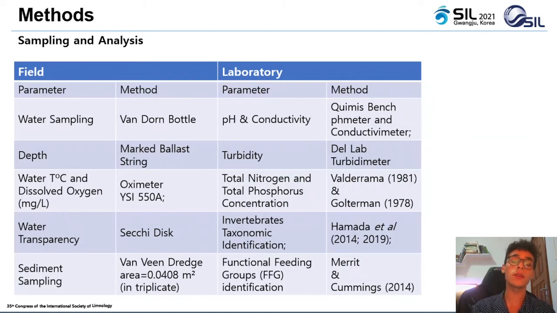In the field, water samples were collected in the subsurface and close to the bottom. We assessed water transparency, depth, temperature, and dissolved oxygen concentration in the water column. Also, sediment for organic matter analysis and benthic community assessment was collected with the Van Veen sampler with an area of 0.0408 square meters. Benthic community sampling was held in triplicate in each sampling station.